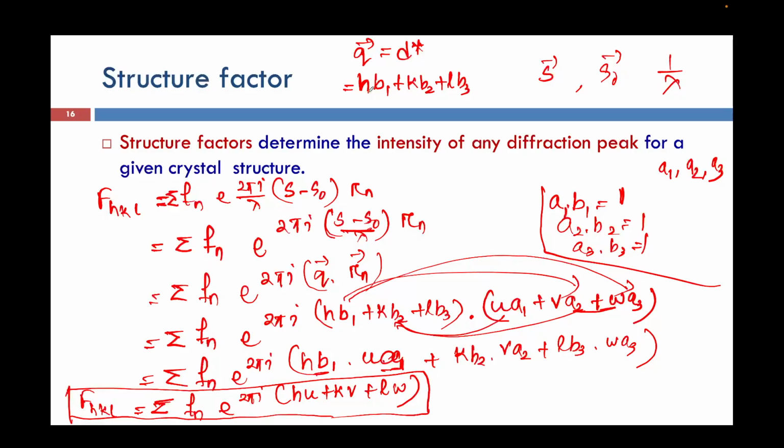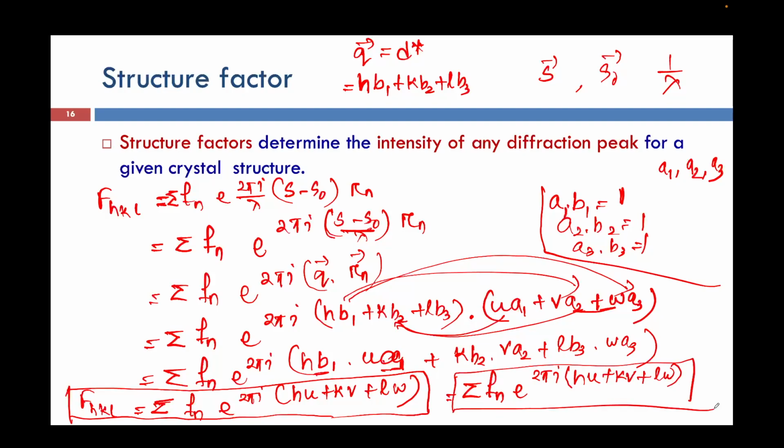So this is what I am writing here again. This is the summation of Fn e to the power 2 pi i (Hu plus Kv plus Lw). This is what you have to remember for the structure factor calculation. This is the only term you have to remember. You don't have to remember any of the other things, right? If you remember this expression, then you can calculate the structure factor for any crystal symmetry that is coming. Let's say I am talking about BCC.